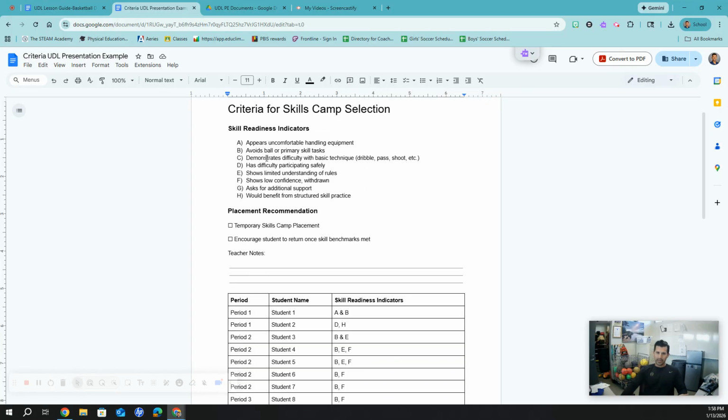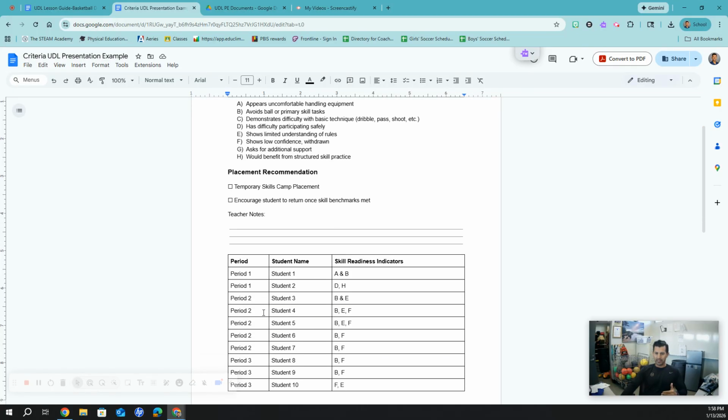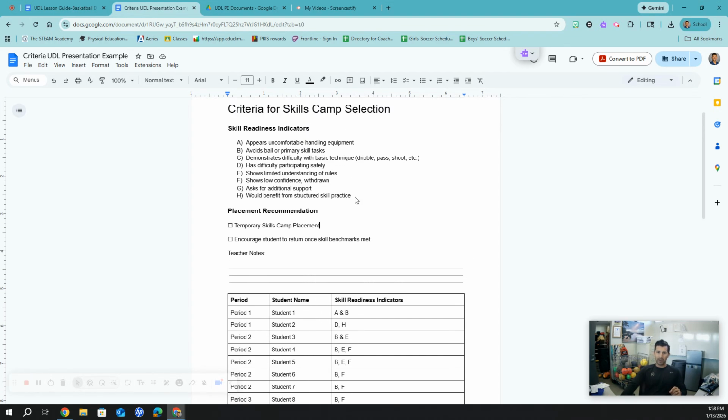So my criteria here is basically I would list the student. I have this as my master sheet, and this is something I've already used. I changed the names for confidentiality, for anonymity, and I just went in, and as I was watching the student, I tried to figure out which of these things it was that they were demonstrating. Is it that they were showing low confidence? Is it that they were avoiding the ball? Is it that they were uncomfortable handling equipment?